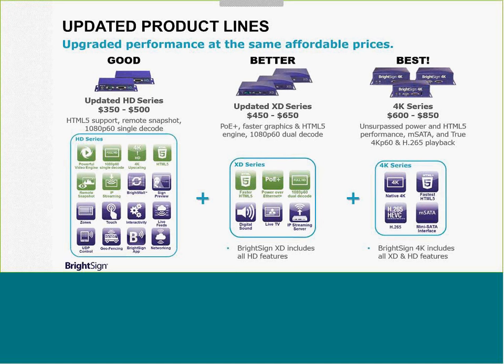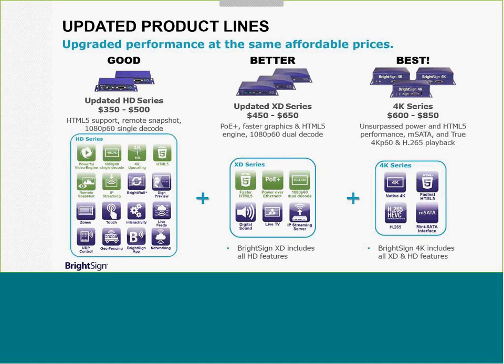A better solution is the XD series. That's when you step up. You've got power over Ethernet, mask graphics, and a faster HTML engine inside the XD versus the HD. The processing engine in the XD series is much more powerful than the HD models, in that you're able to play two 4K 60 frames per second videos simultaneously on the same screen. It's very powerful video capability compared to the HD series.